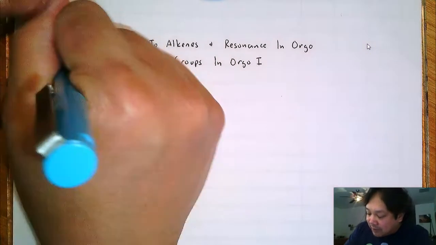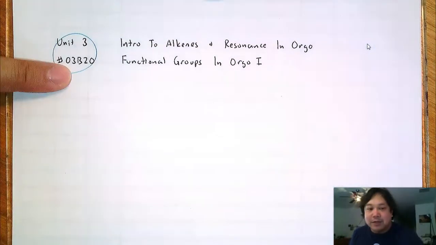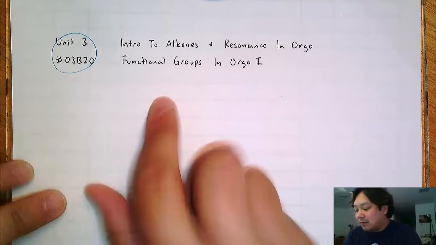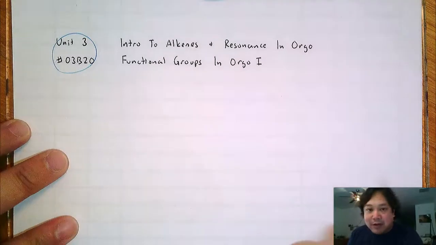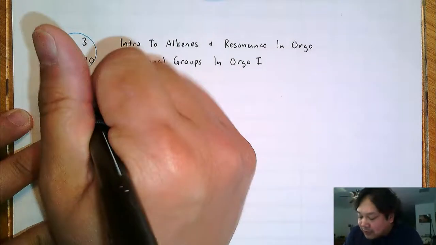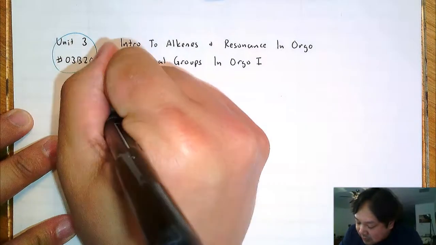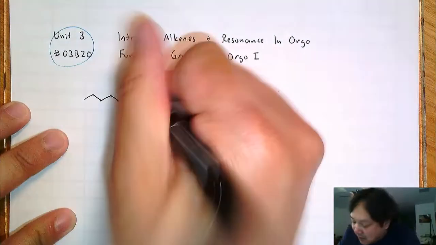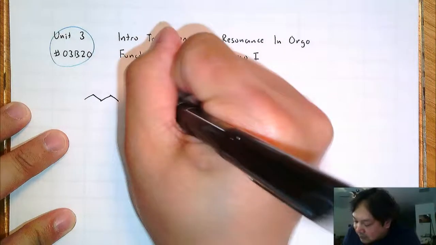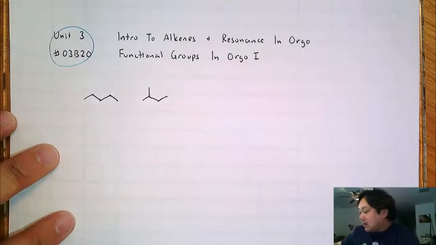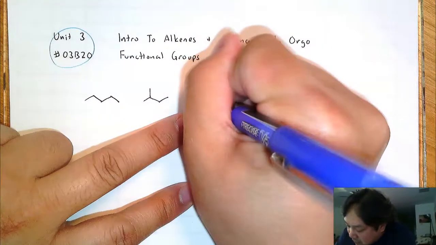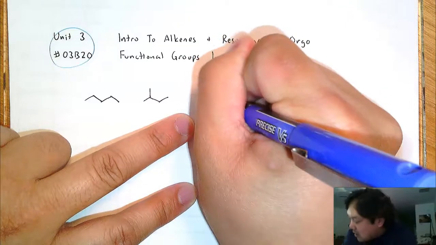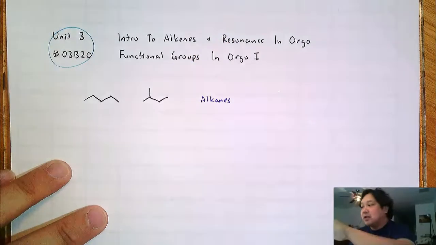Unit 3, this is video 03B20. This is probably the first video in Unit 3. And like I said, you have previous experience from Unit 2 with alkanes. There's pentane and 2-methylbutane. Now, we said that these were alkanes, and I consider this a classification as a class of molecules.